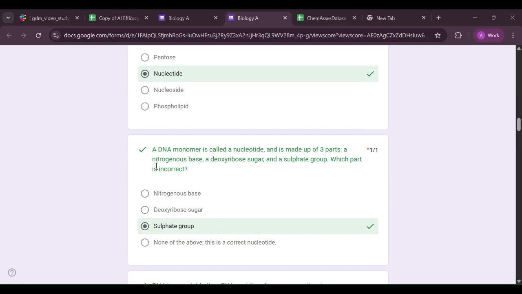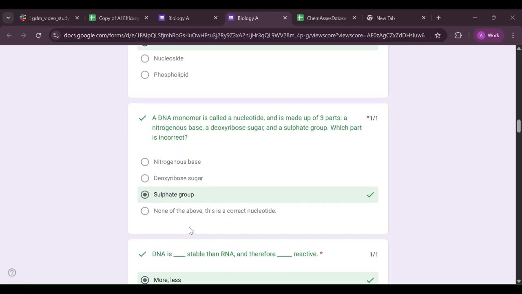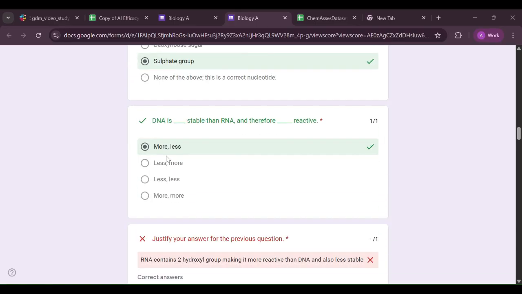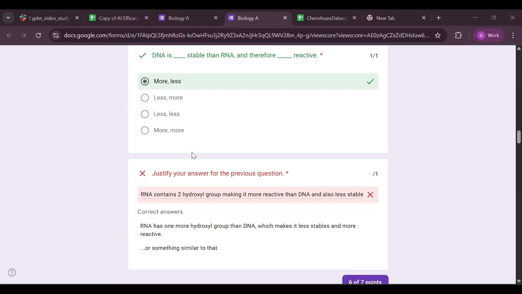So moving ahead to the next question, DNA monomer is called a nucleotide and is made up of three parts: nitrogenous base, deoxyribose sugar, and a sulfate group. Which part is incorrect? So we know that the sulfate group is not present. It is a phosphate group. Therefore, sulfate group is the incorrect option. And this question, DNA is dash stable than RNA and therefore dash reactive. This is similar to the pre-test question, DNA is more stable than RNA and therefore less reactive. Therefore, it is the correct option that I have chosen.